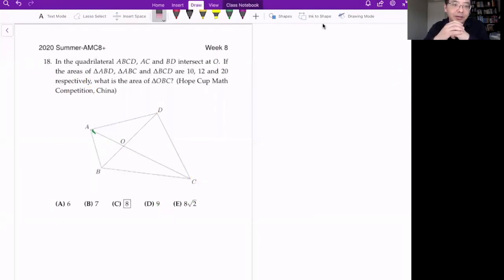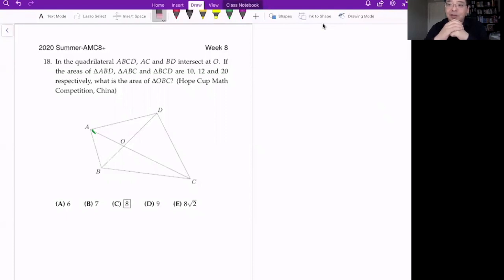Right? Problem number 18. We have a quadrilateral ABCD, and we know the areas of three triangles ABD, ABC, and BCD. Based on this information, we can figure out the area of OBC. There are two ways to solve this problem. The first method is we are going to use algebra combined with a very important fact we talked about before. That is, if two triangles share the same height, then the ratio between the areas is the ratio between their sides.